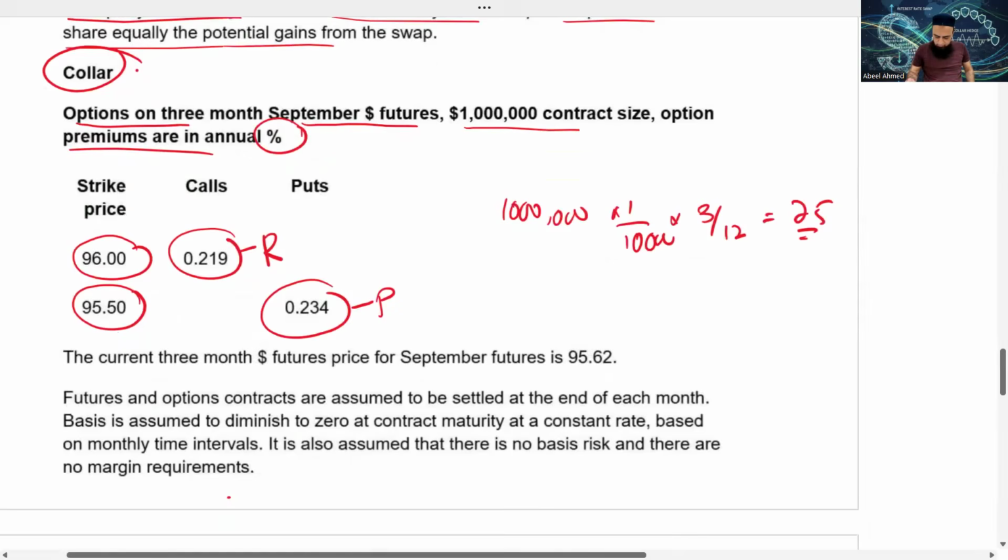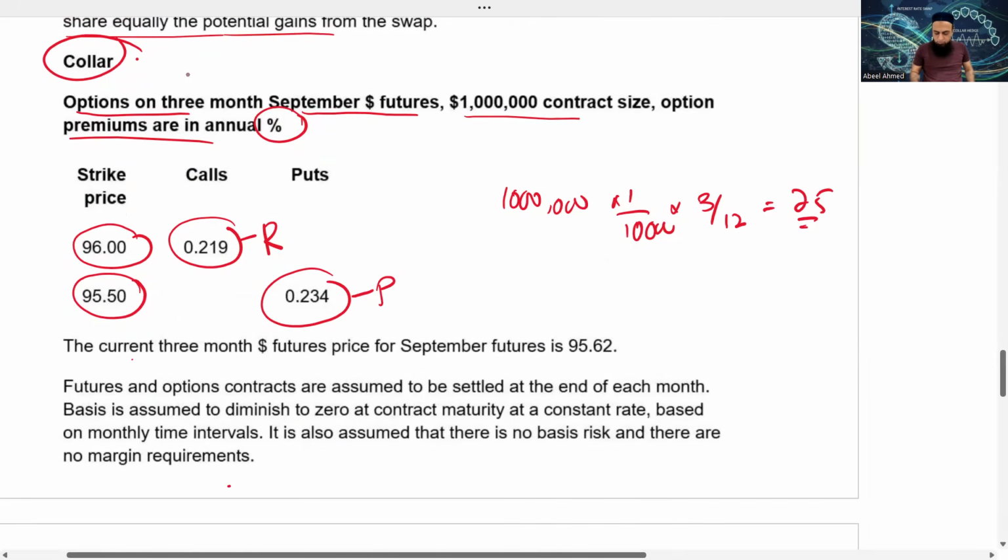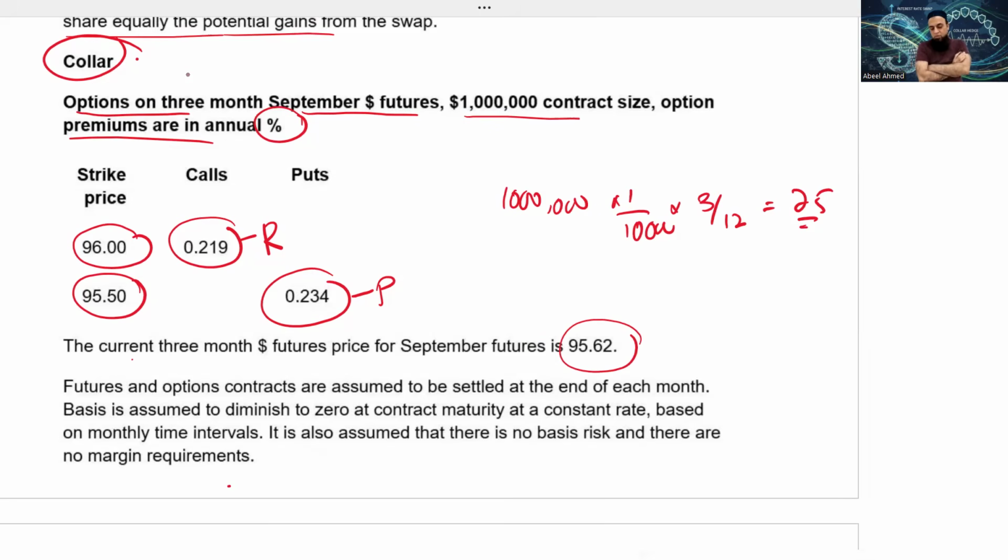Let's see. The current 3 months future price for September, they have given you the future price. The question is, sir, why have they given us a future price? If you recall, either we will be exercising the option or the counterparty will be exercising the option. Each party will compare their exercise price with the future closeout price. That is why the examiner has given you the future price, so that by using it, first you have to calculate the future closeout price. Okay.